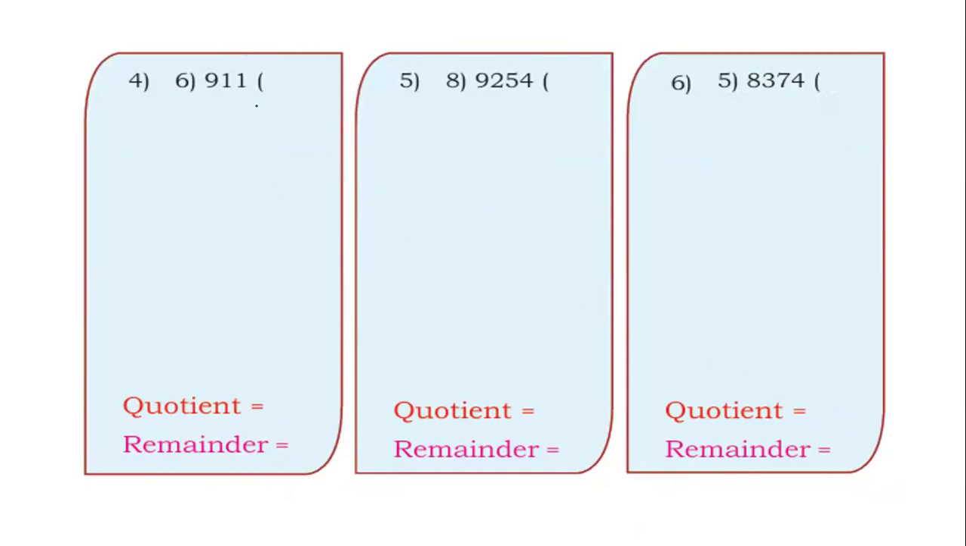Fourth one, 911 divided by 6. 6 ones are 6. 9 minus 6 is 3. Take this one. It becomes 31. 6 fives are 30. 1 minus 0 is 1. 3 minus 3 is 0. Take this one. 6 ones are 6. 11 minus 6 is 5. Quotient is 151. Remainder is 5.